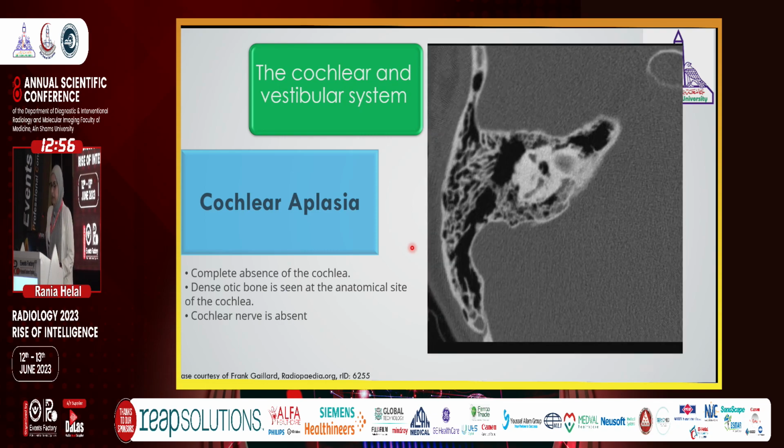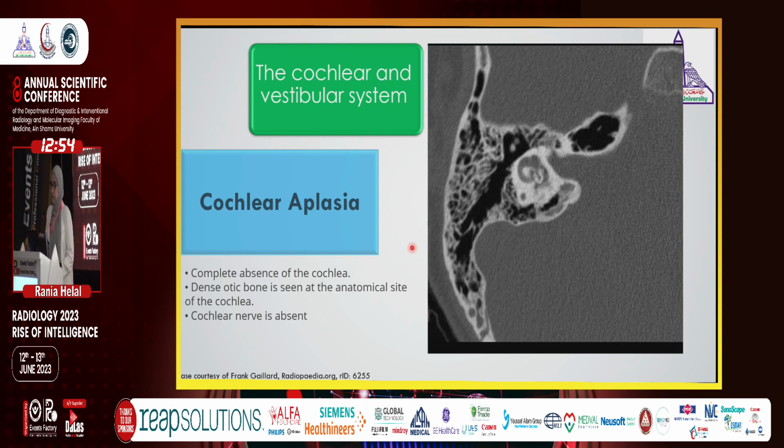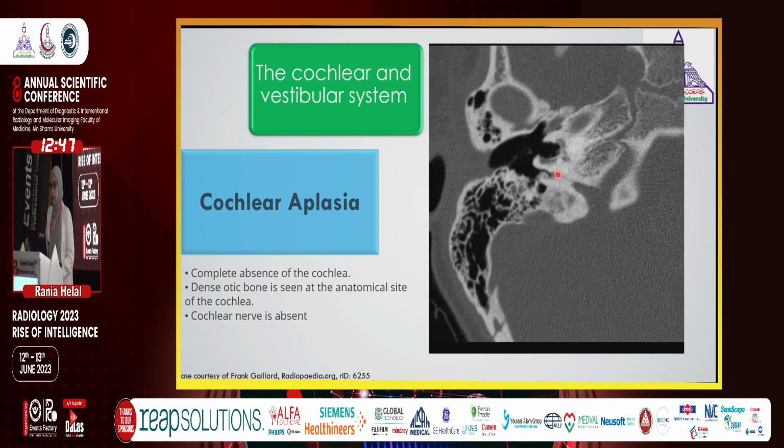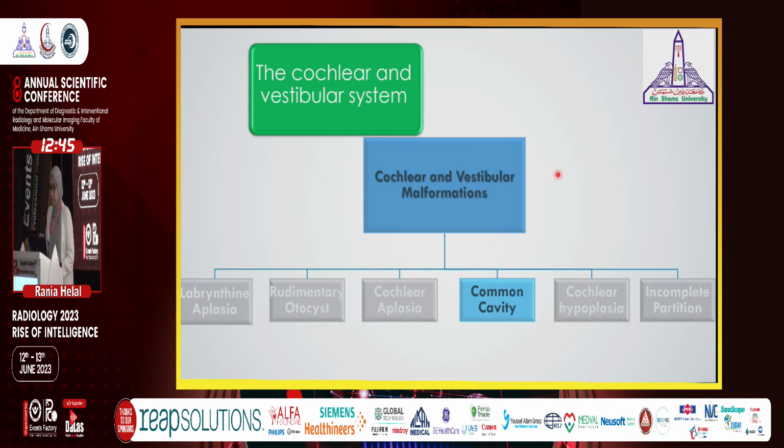Here's another case, no cochlea. There is vestibule, slightly dysplastic, semicircular canal dysplastic. Internal auditory canal is present, but there is no cochlea. So this is cochlear aplasia.